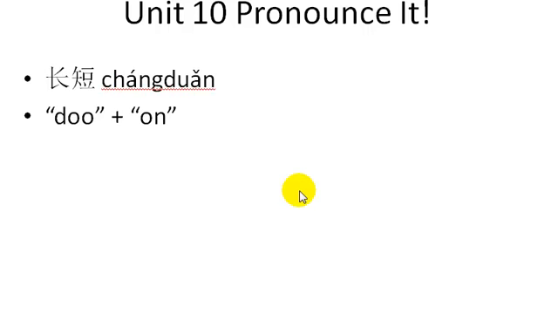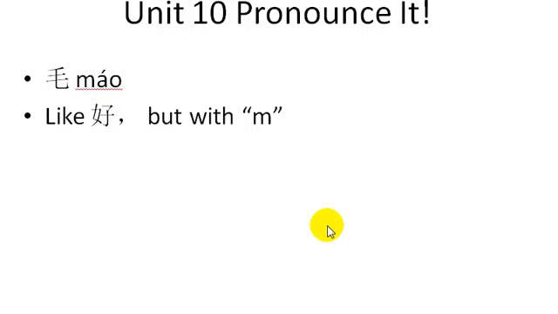Next, we have 短. Okay. 短 means short, remember. This uan final sounds like uan. 短, in its third tone. 长短. This is the word for length, remember. 长 means long. 短 means short. 长短. Next one.